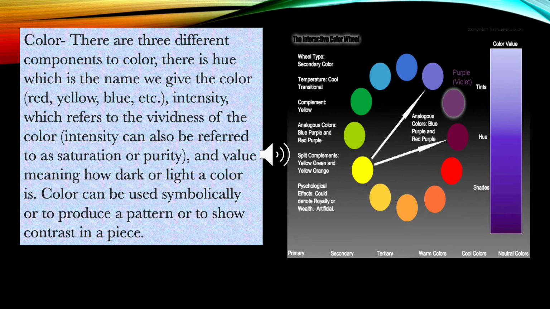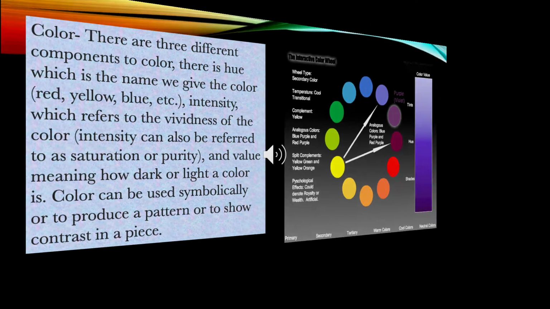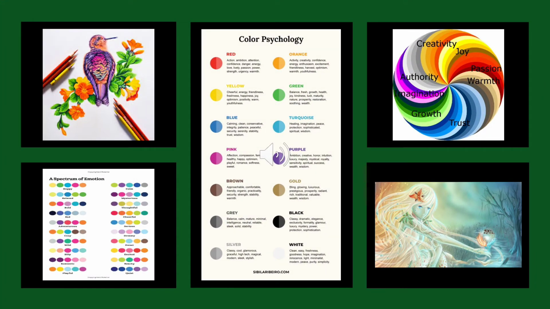The next element is color. There are three different components to color. There is hue, which is the name we give the color; intensity, which refers to the vividness of the color; and value, meaning how dark or light a color is. Here are some pictures of colors with their psychology. These are the meanings of each color in the language of art.